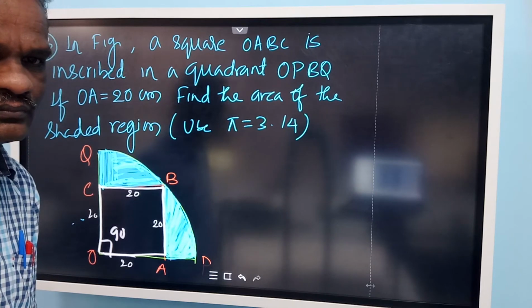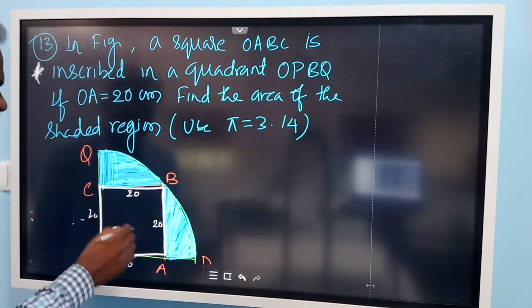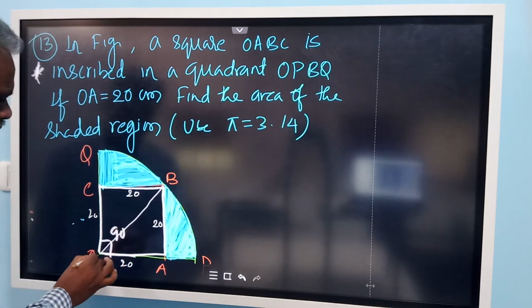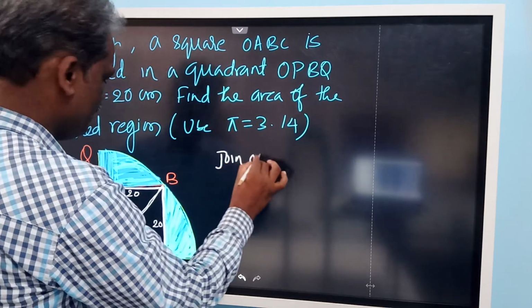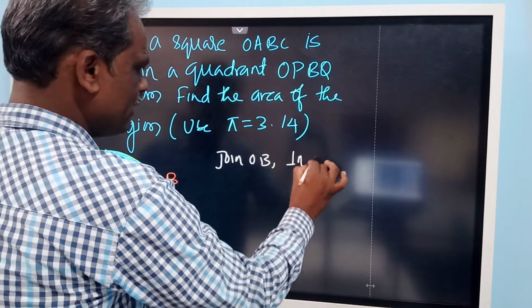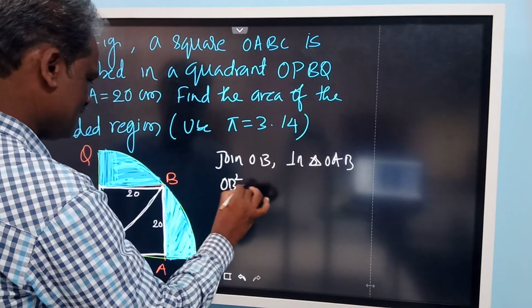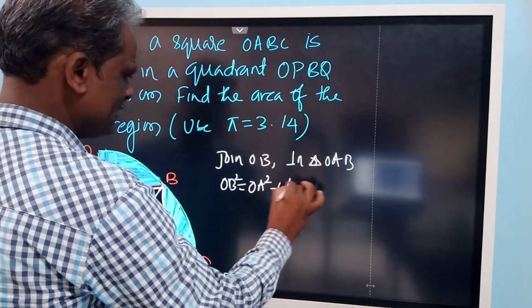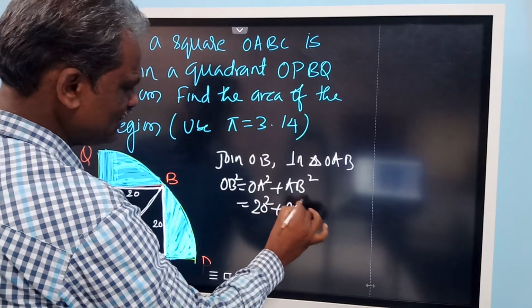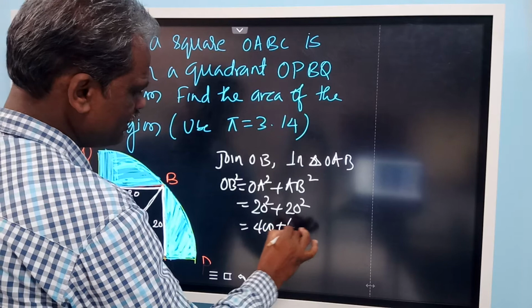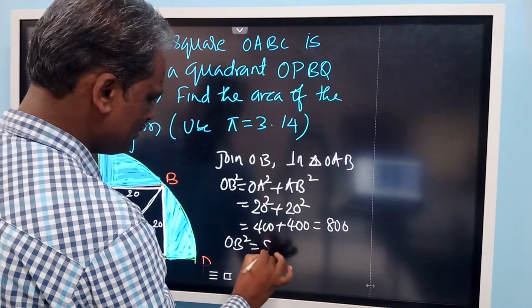We should use Pythagoras theorem and find OB. So now join OB. It is the hypotenuse of the triangle OAB. In triangle OAB, OB square is equal to OA square plus AB square. OA square is 20 square, and this also 20 square. So 400 plus 400 is 800. OB square is equal to 800.